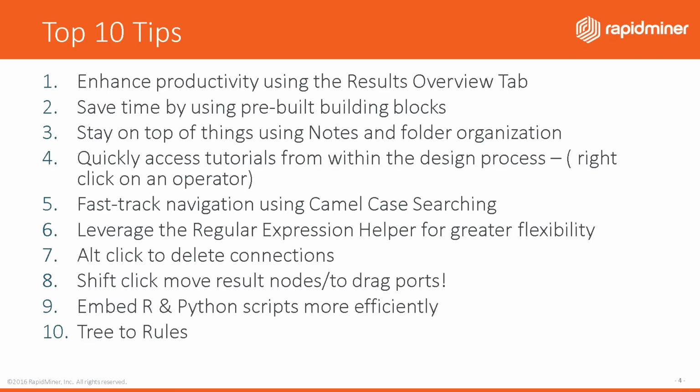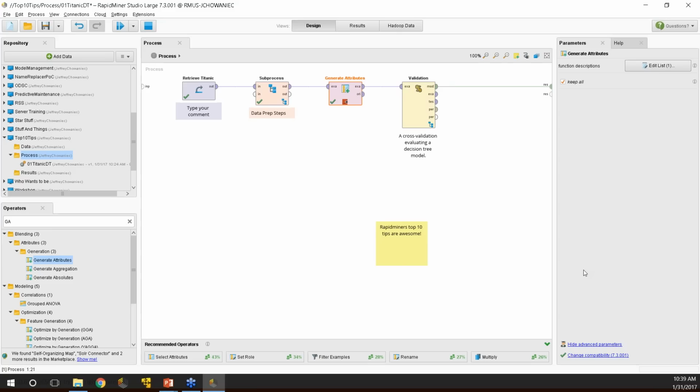The last couple of tips, 7 and 8, I'll couple together. They're fairly straightforward. So I've got alt-click to delete connections and shift-click to move result nodes and drag ports. I'll couple these together because they're fairly straightforward and really simple.